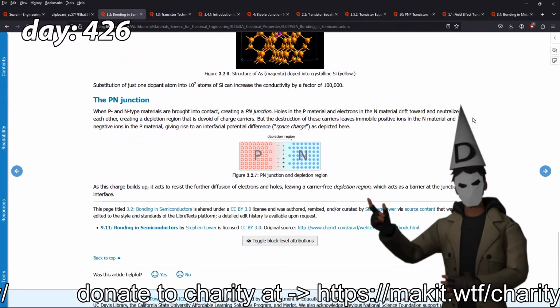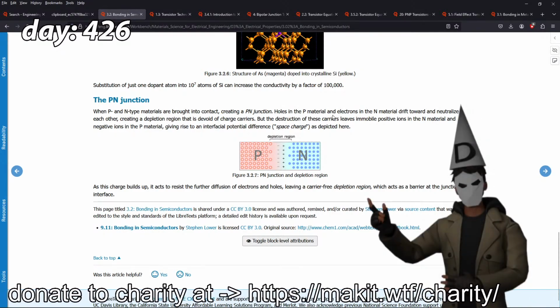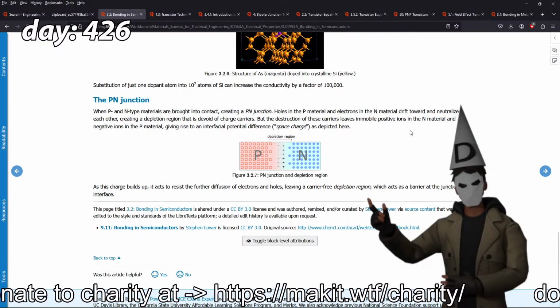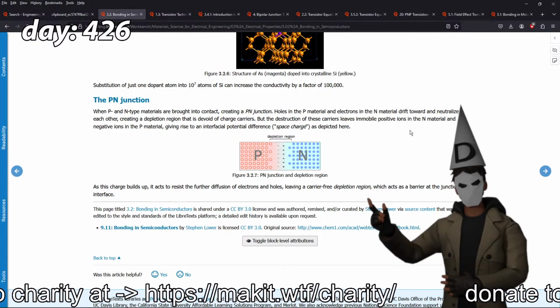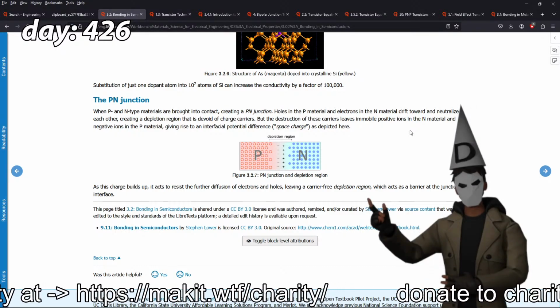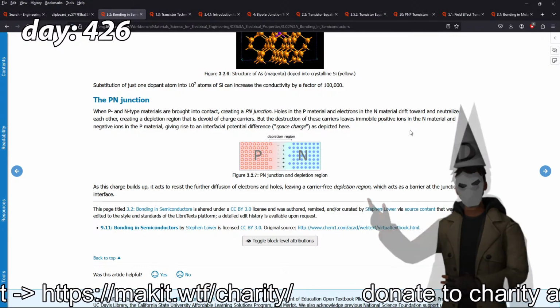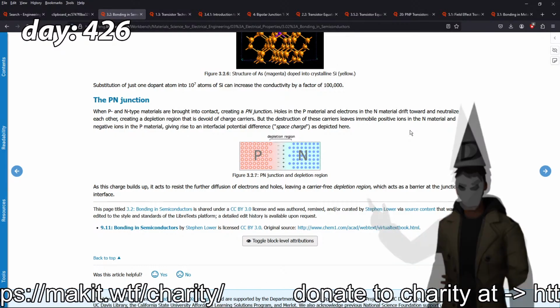When P and N-type materials are brought into contact, creating a P-N junction, holes in the P material and electrons in the N material drift towards and neutralize each other, creating a depletion region that is devoid of charge carriers. But the destruction of these carriers leaves more positive ions on the N material and negative ions on the P material, giving rise to an interfacial potential difference.